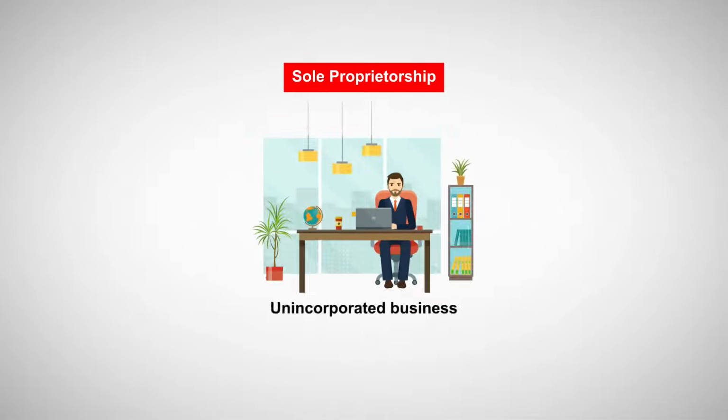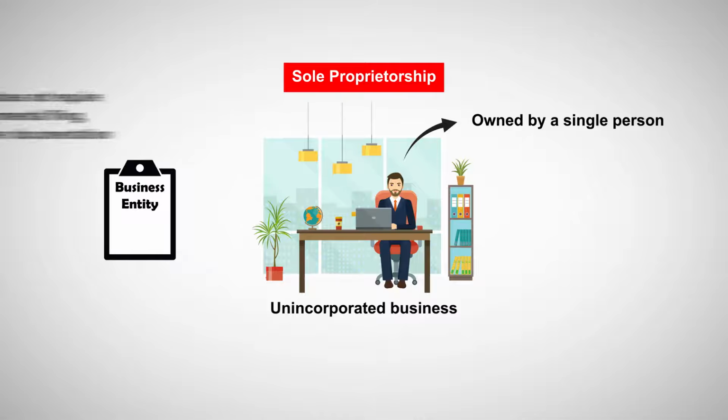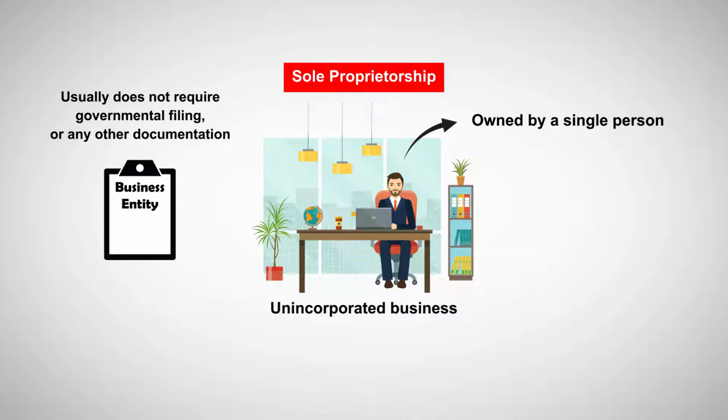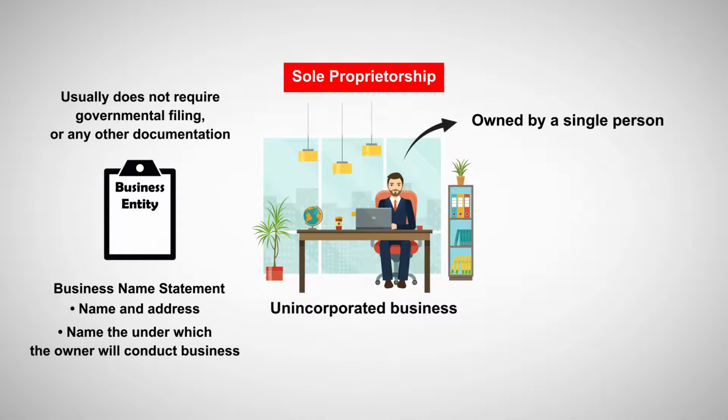A sole proprietorship is an unincorporated business owned by a single person. This business entity form usually does not require governmental filing or any other documentation other than sometimes a business name statement, which provides the owner's name and address and the name under which the owner will conduct the business. This is sometimes known as a DBA, for doing business as.